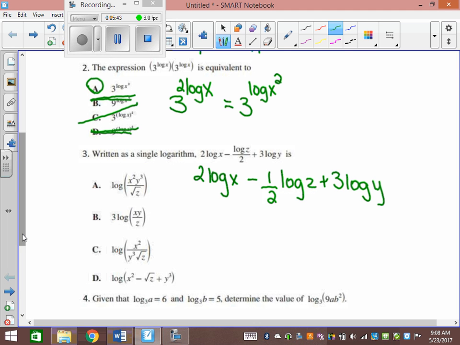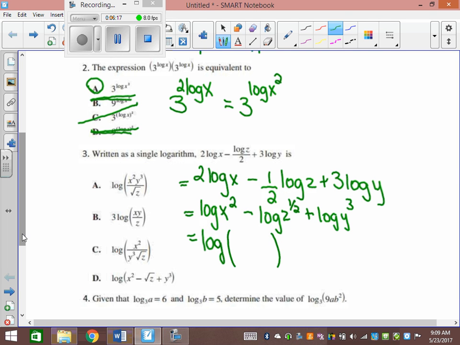Most people, if they can spot that that 2 on the bottom is just a half coefficient, the rest is really easy. In order to do these and put them together, we have to have a 1, positive 1, or a negative 1 in front. So I'm going to bring the coefficient up as the exponent. So log x squared minus log z to the half plus log y cubed. Now I can put them together because they all have a 1 in front, a positive or a negative 1. So I go log.